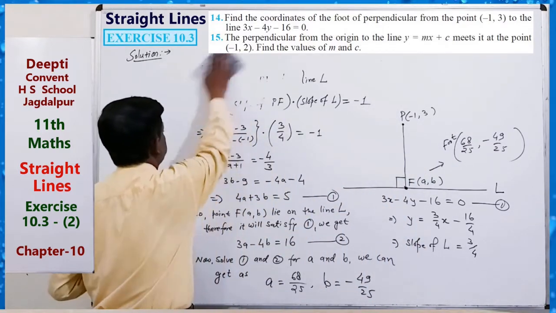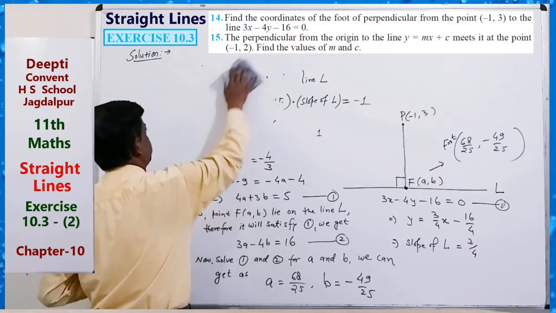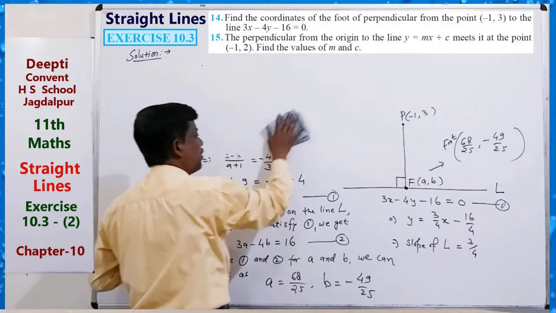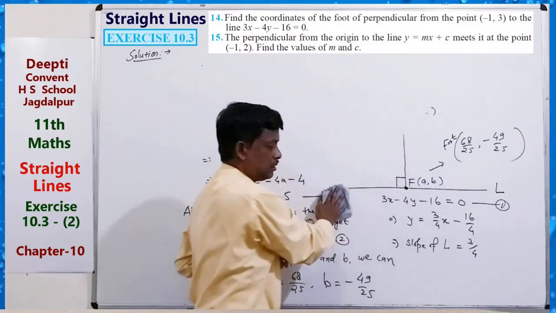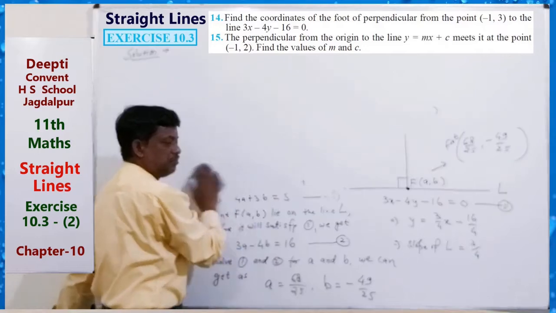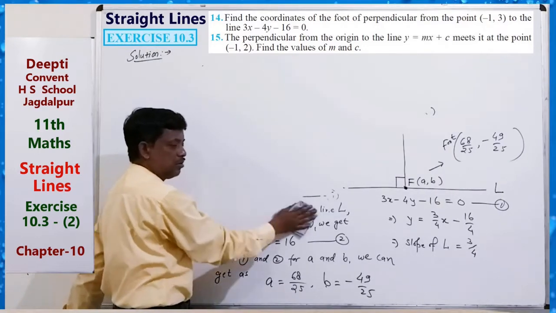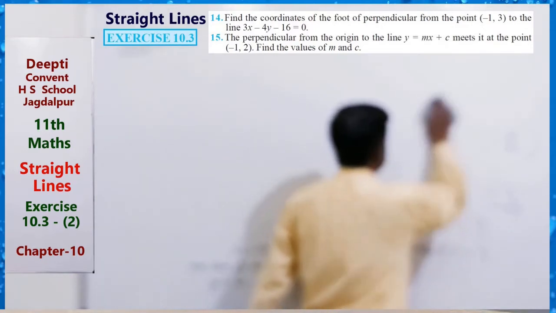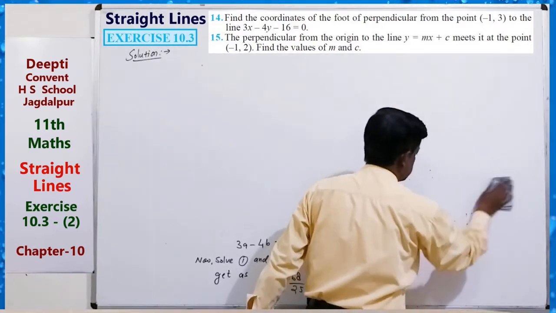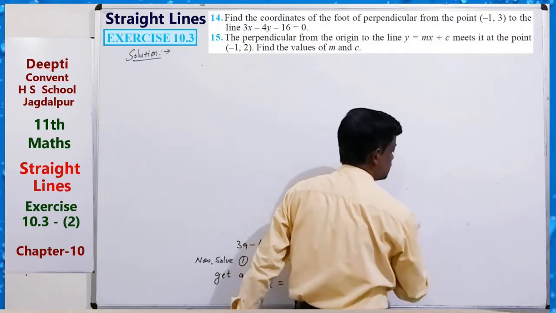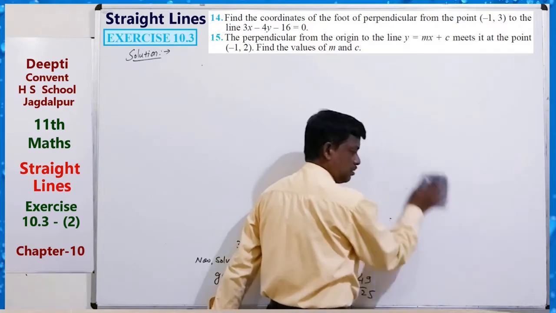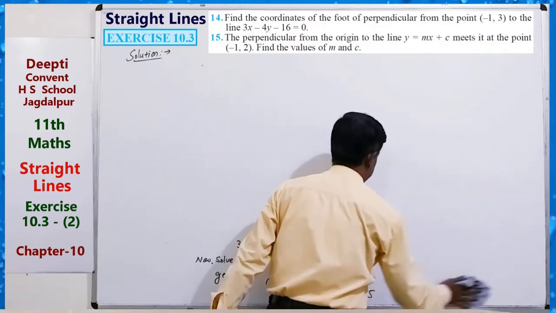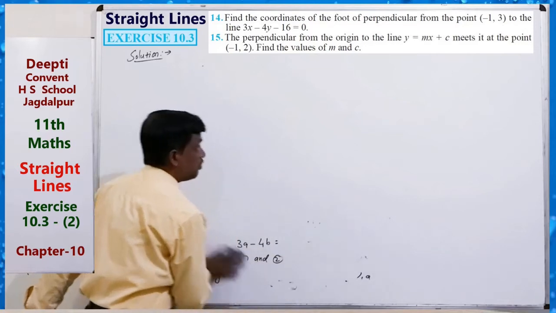Now question 15. The perpendicular from the origin to the line y equals mx plus c meets it at the point minus 1, 2. Find the value of m and c. So it is also a simple question.